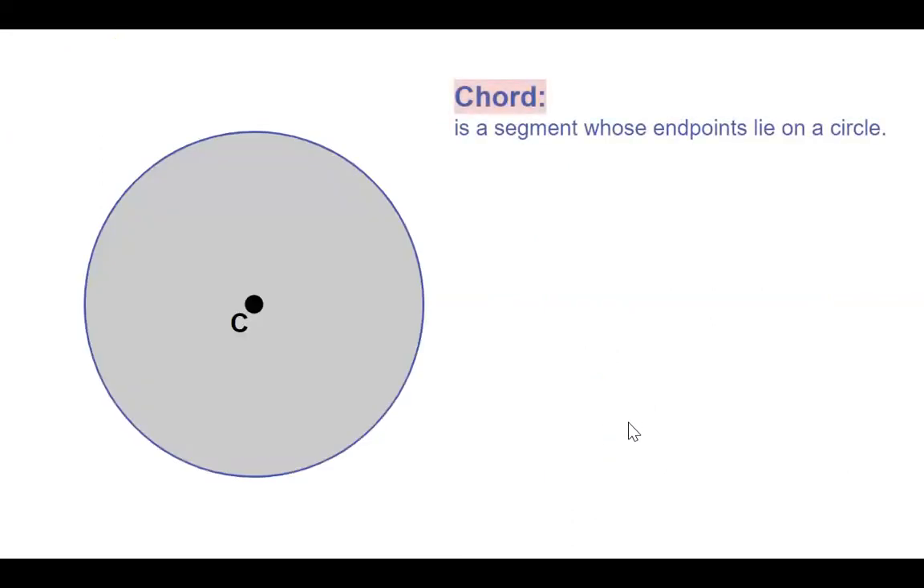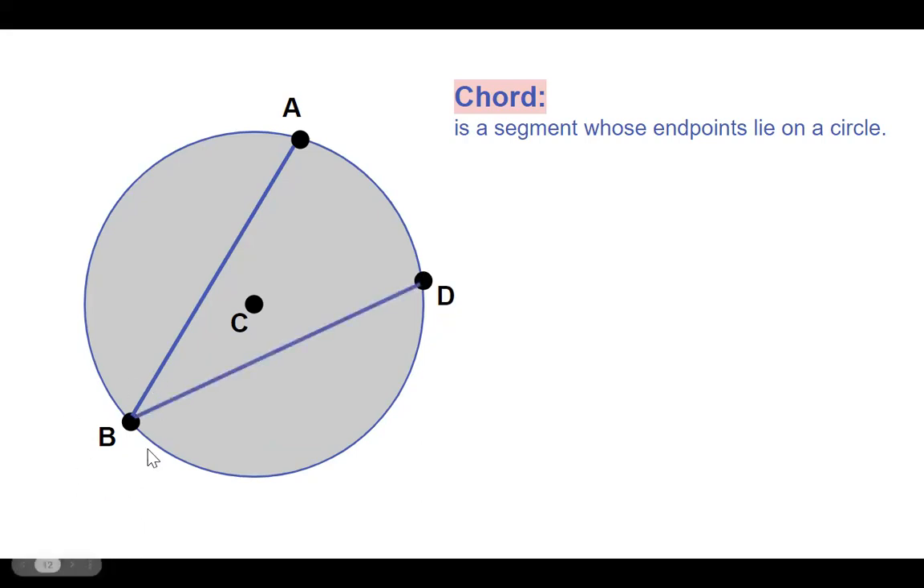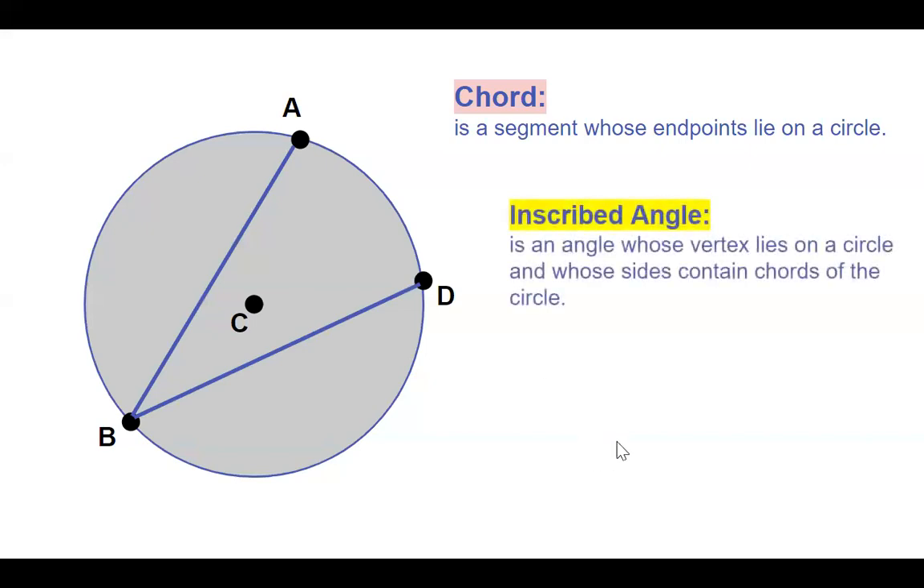Today, we're going to focus on just the chord again. We said a chord is a segment whose endpoints lie on the circle. From these points, here's my endpoint A, my endpoint B, I'm going to create a chord. I can also create another chord, however, this one is going to share an endpoint. The endpoint is going to be B in this example. Whenever that happens, the chords create what we call an inscribed angle.